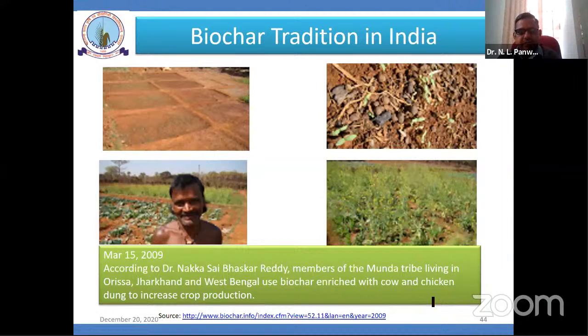So Dr. Bhaskar Reddy rigorously studied this and has given complete documents, and that's available. Around 1.5 to 1.7 times the crop productivity is increased. So in a small land holding, one can increase their productivity using this biochar. And whatever crop residues are available, they produce their own biochar using different conversion modes.